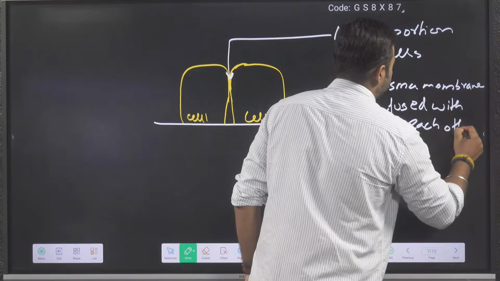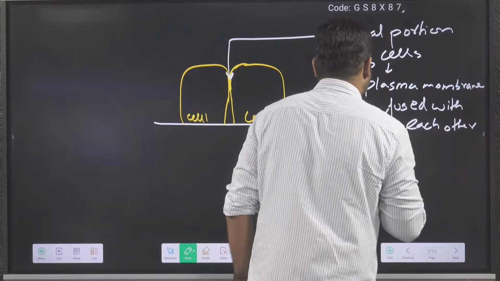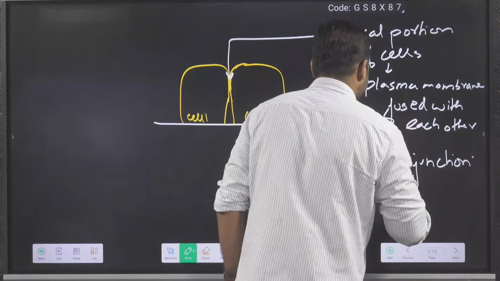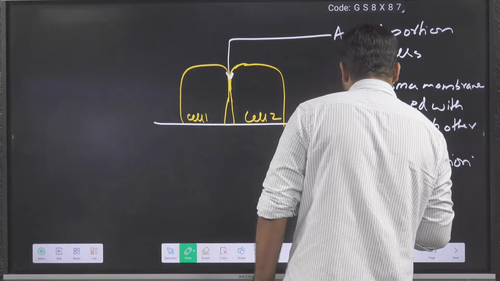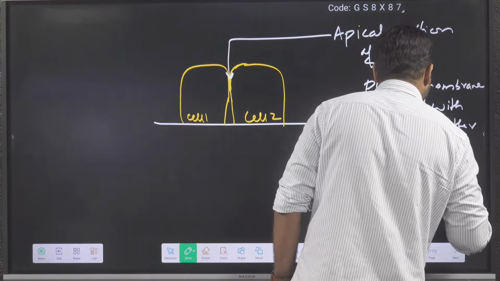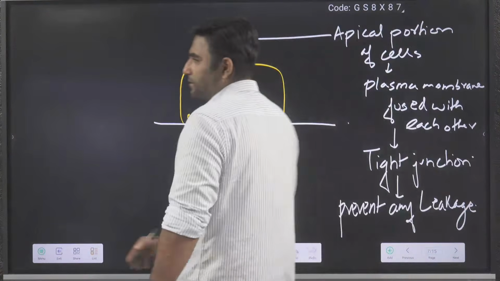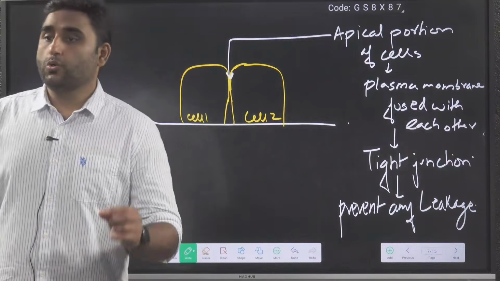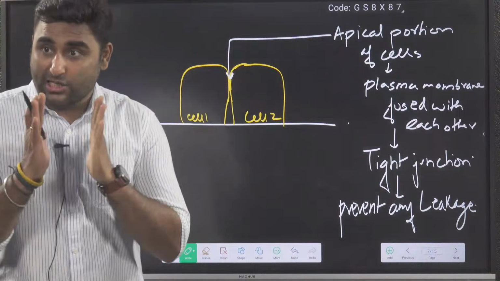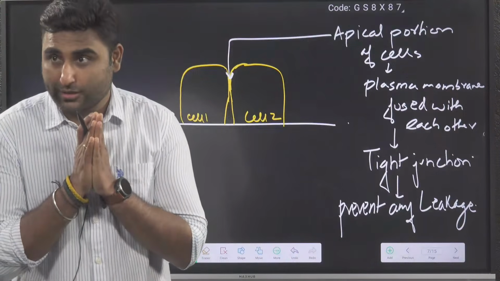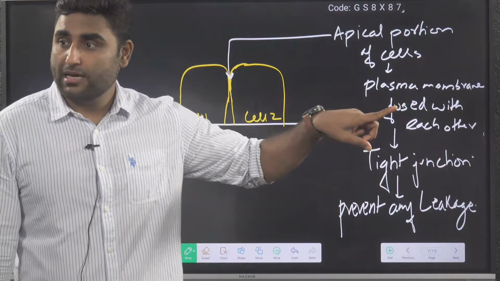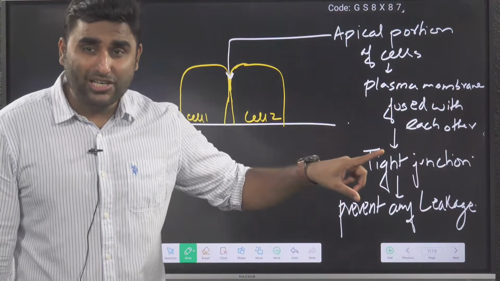And when plasma membranes are fused with each other, what junction does it become? It becomes the tight junction. And what is the purpose of the tight junction? To prevent any leakage. Are we clear with this? So the apical portion of the cells, where the plasma membranes are fused, becomes a tight junction.